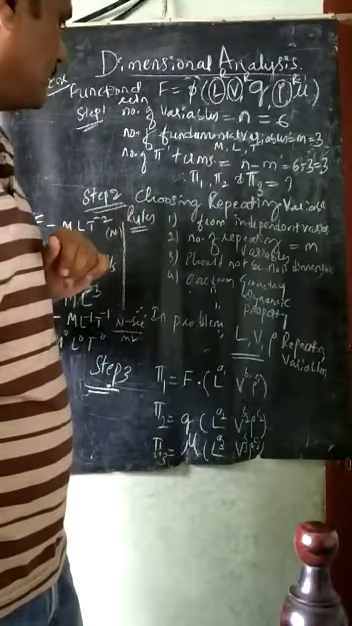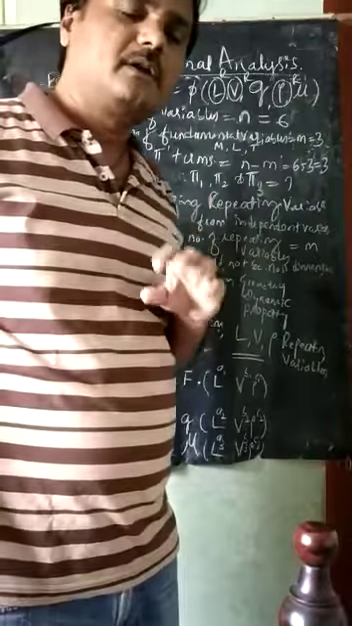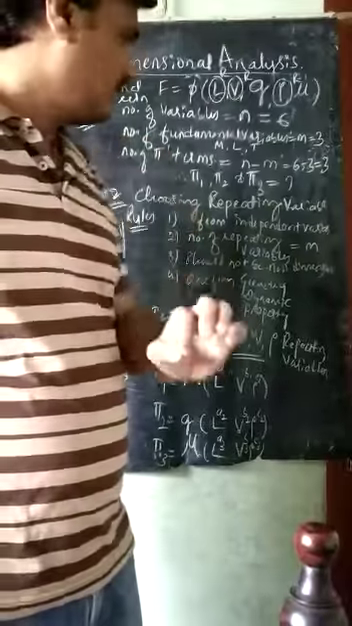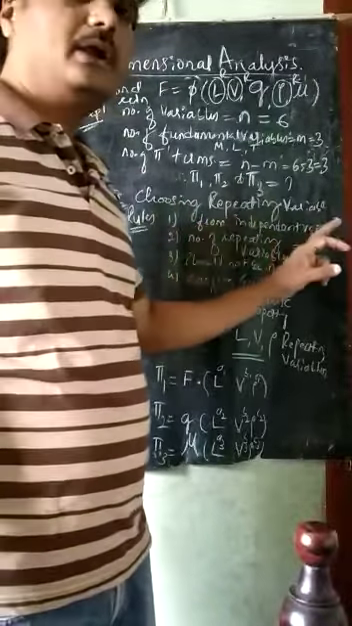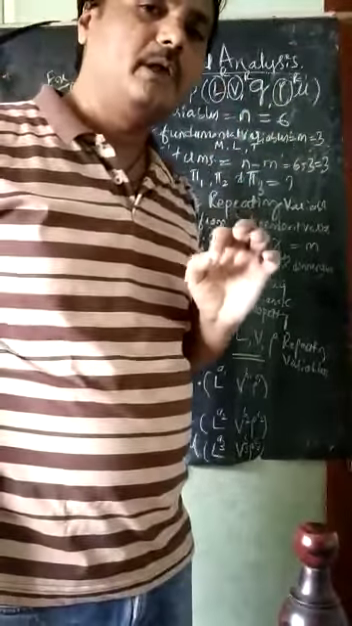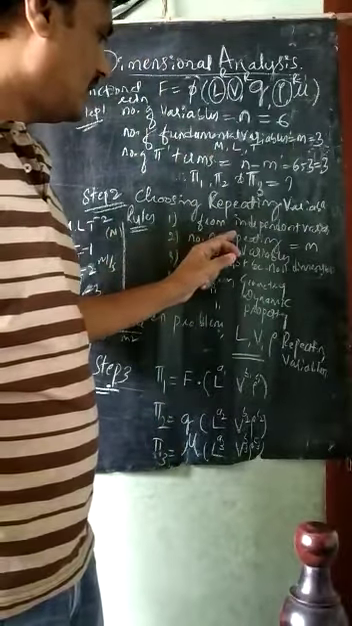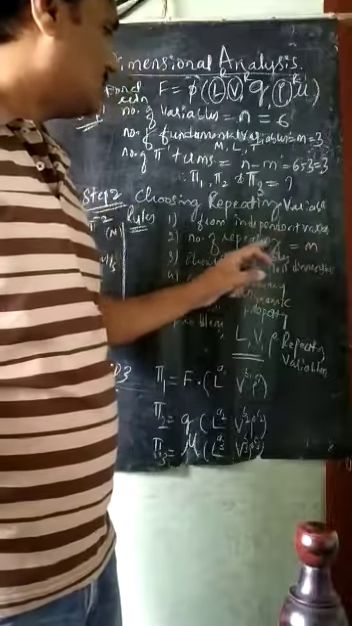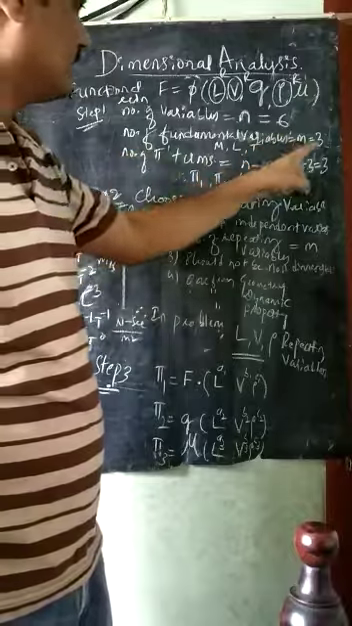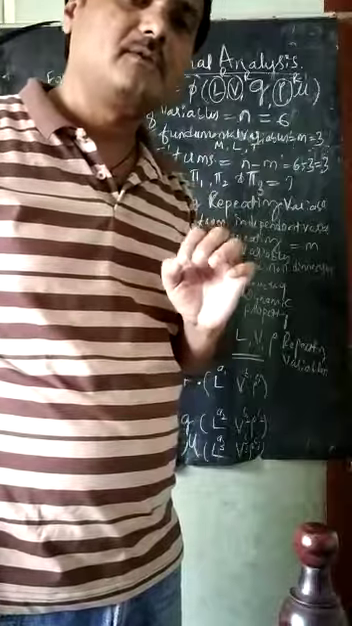And in the second step, choosing of repeating variables. A certain set of rules are there. One, the repeating variables should be from the independent variables. Independent variables are these 5. From these 5 only we have to choose the repeating variables. The next condition, the number of repeating variables is equal to the number of fundamental variables, that is m. m is how much here? m is 3 here. That means we have to choose 3 repeating variables.